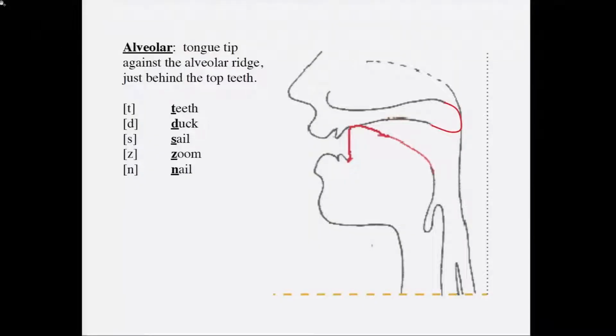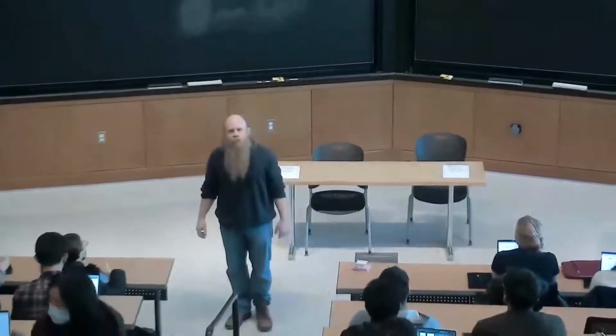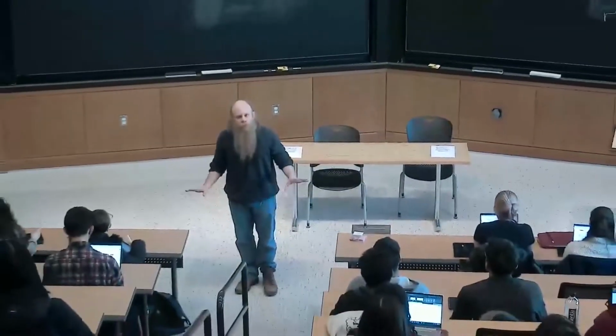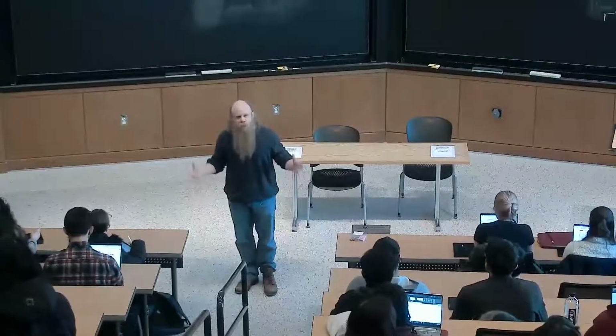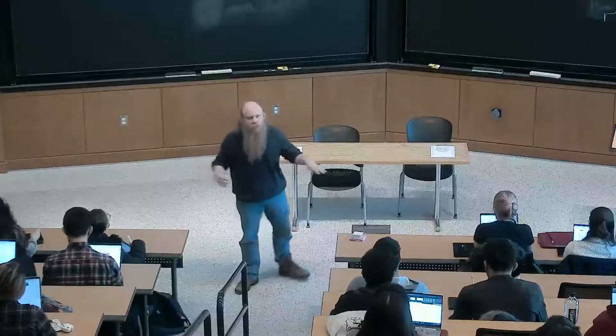And if you put your tongue there, then you are all set to make sounds like the sound at the beginning of the word teeth, or duck, or nail. And for sounds like sail and zoom, again, you're not actually touching that position. We'll talk more about the difference between S and T in just a second. But they're both alveolar sounds. Your tongue is pointing in the general direction of your alveolar ridge. Everybody have that sensation? You should all be exploring the insides of your own heads right now.